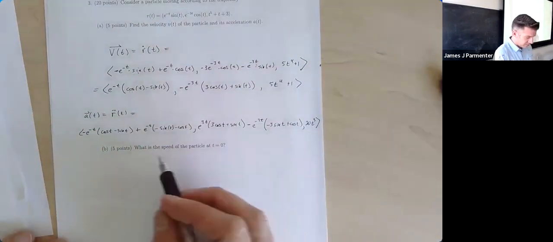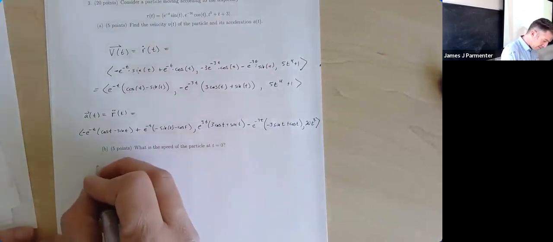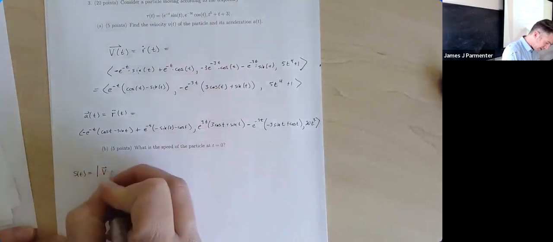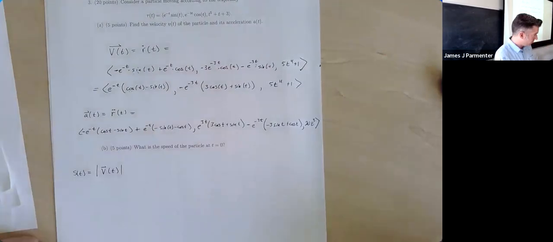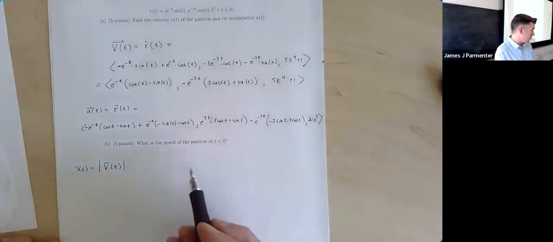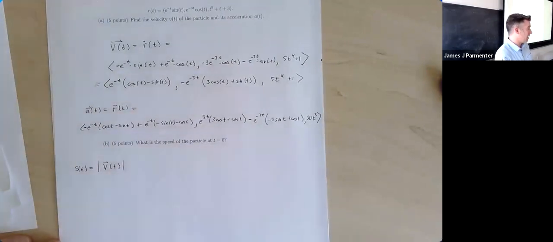Okay, so let's find the speed of the particle at time equals 0. So I want to find the speed, I'm finding the magnitude of the velocity. The speed at time t is equal to this. And here's what you shouldn't do. You shouldn't just find the magnitude. You shouldn't find the speed in general. You should just plug in t equals 0 to velocity and then find the magnitude of that.